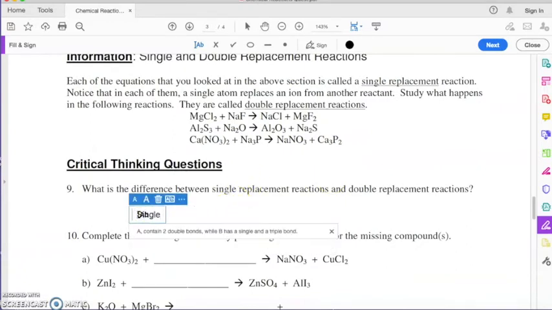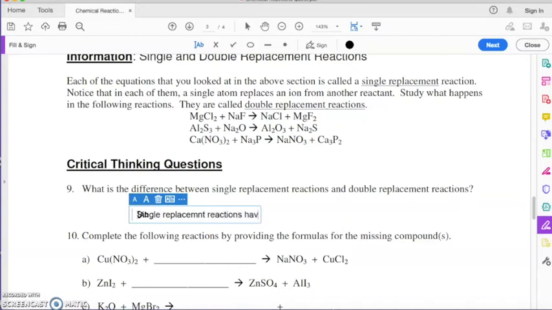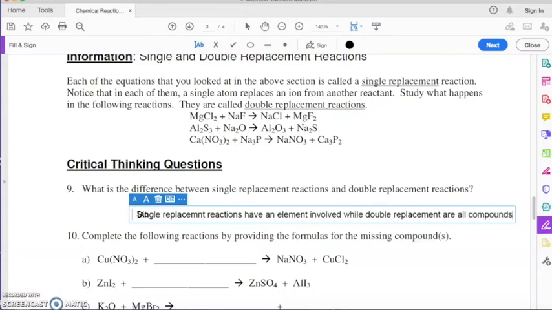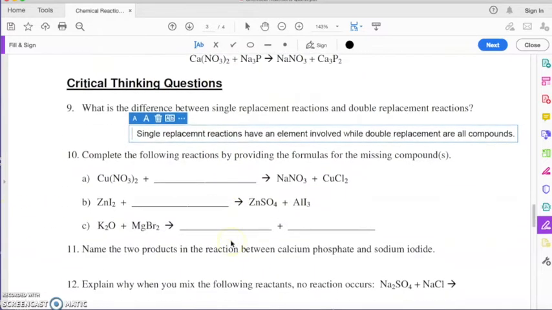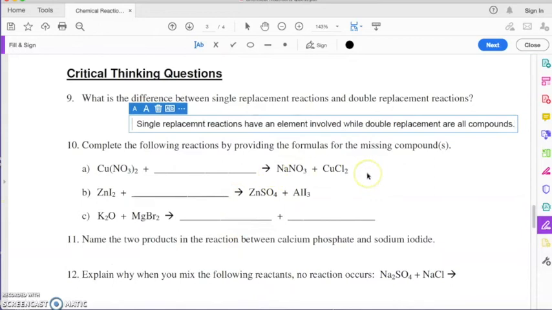So what's the difference between single replacement reactions and double replacement reactions? Well, single replacement reactions have an element involved, while double replacement are all compounds. So complete the following reactions by writing formulas for the missing compounds. Do it now.